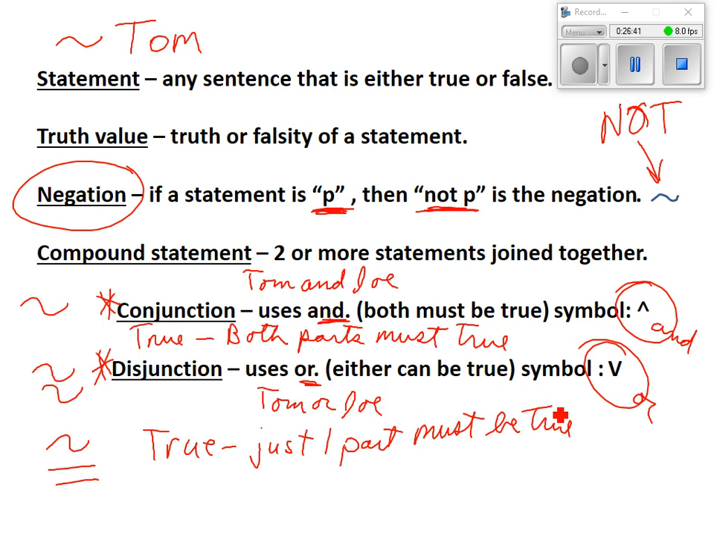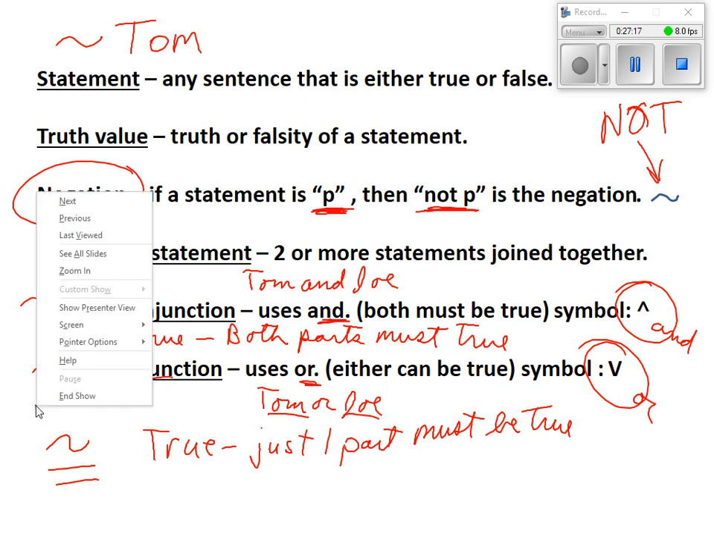Okay, so with the disjunction, can you still do both and it still be valid? Yeah. What Miss Carroll asked, if it says Tom or Joe, and both of them are true, is the whole statement still true? Yeah. So if both parts are true, it's still true. It would still be a disjunction, because it's had the word or in it from the beginning. All right.